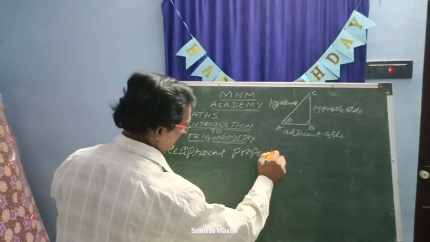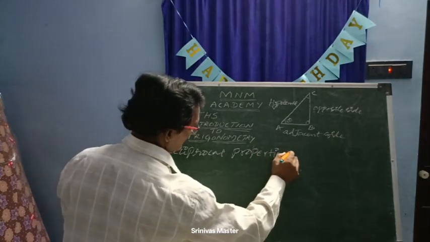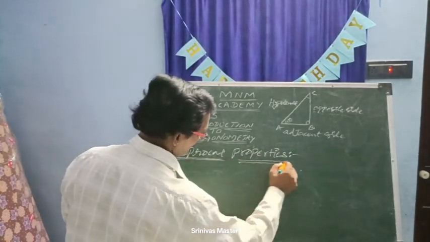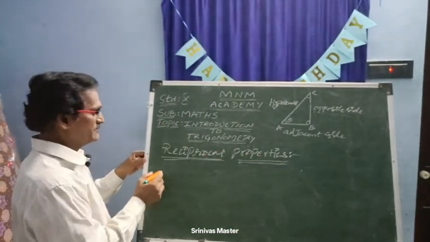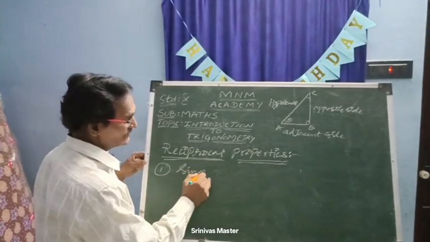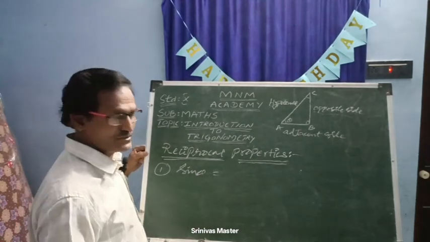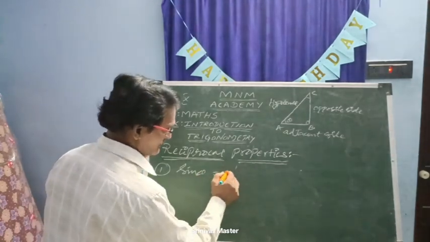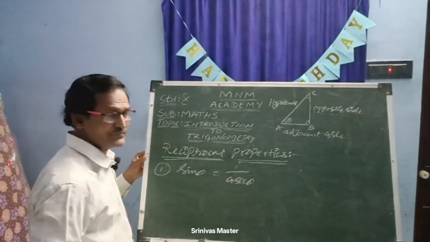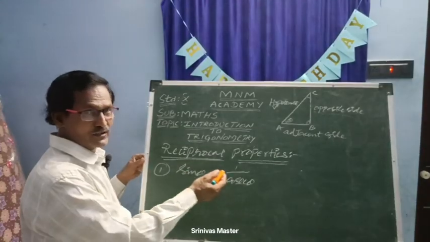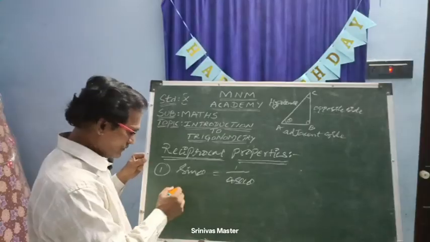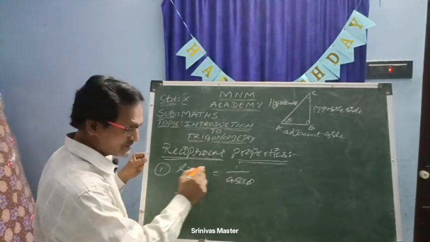Reciprocal properties. So what are they? See, children, what are the reciprocals I told you before? Sin theta is the reciprocal of cosec. That means sin theta is equal to 1 by cosec theta. Whenever sine is the reciprocal of cosec, cosec is the reciprocal of sine. You know that. So we can do this by using this rule, by doing the cross multiplication.